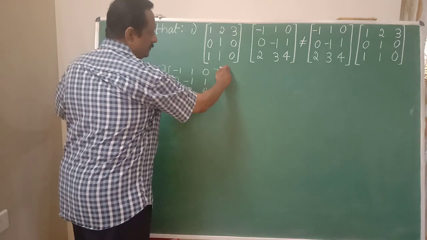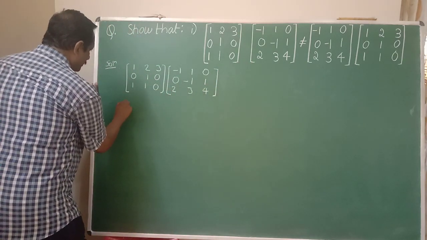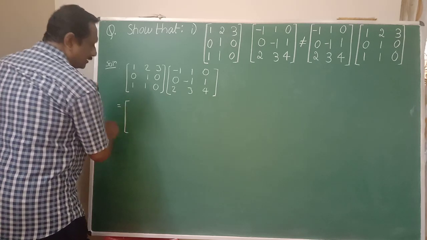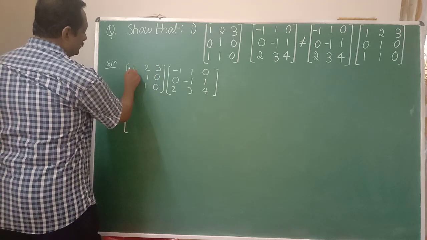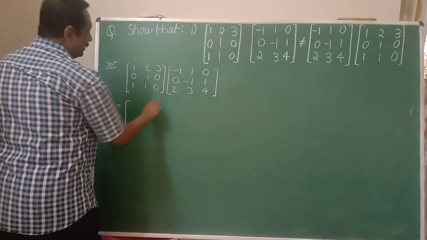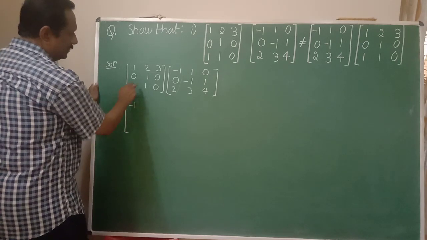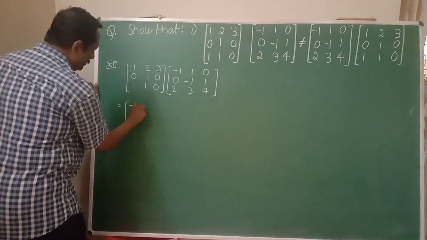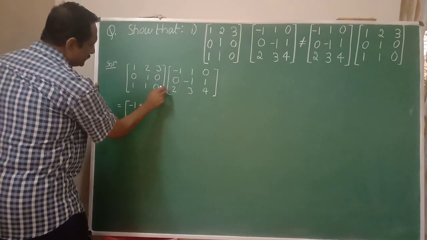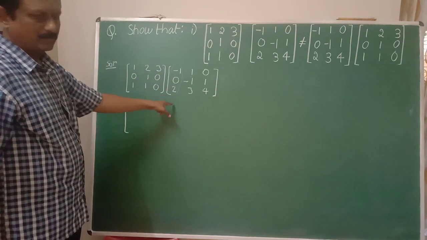First, write the left side product of the matrices here, and you know how to multiply the matrices. Again, multiply row with the column here. Multiply this row with the column. This is a column here. 1 into minus 1 is minus 1 here. 2 into 0 is 0, so plus 0. 3 into 2 becomes 6, plus 6 here.